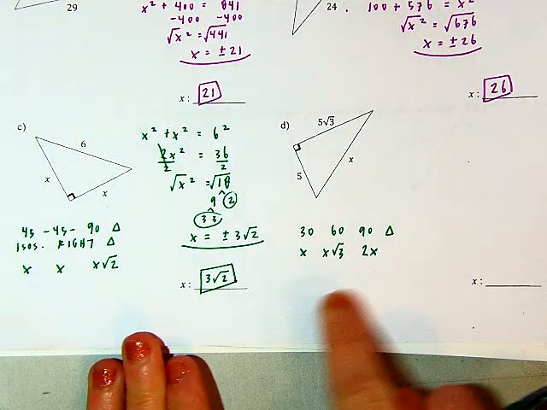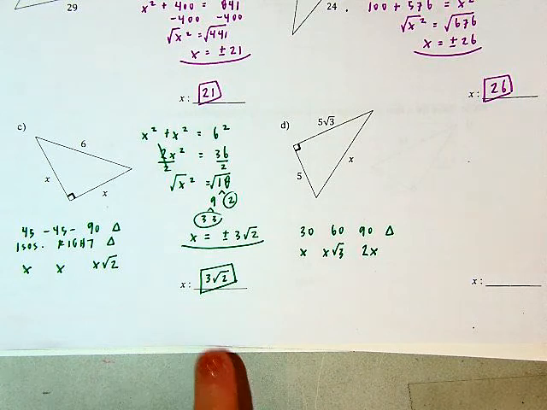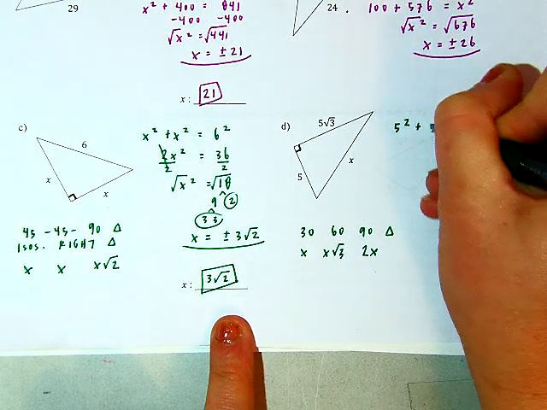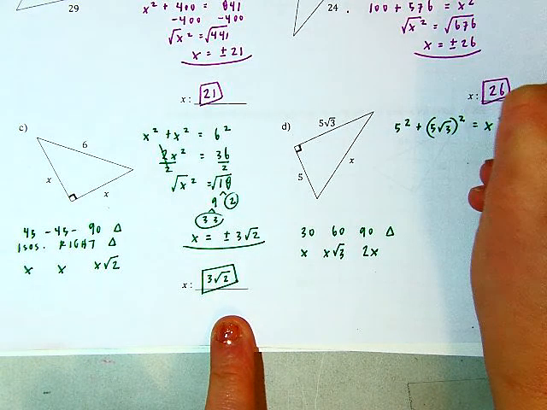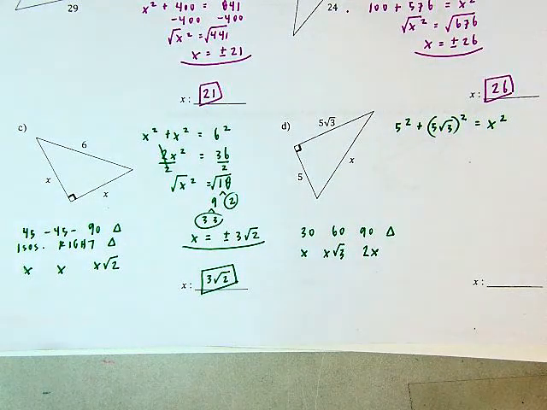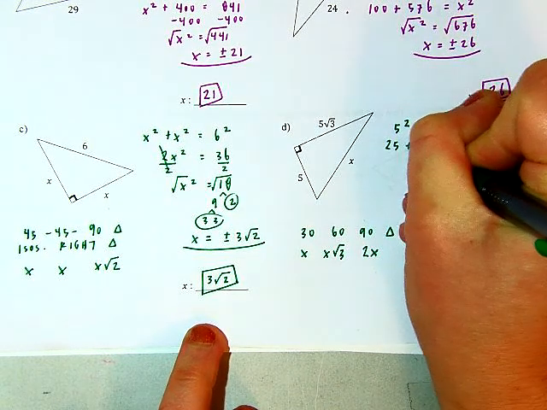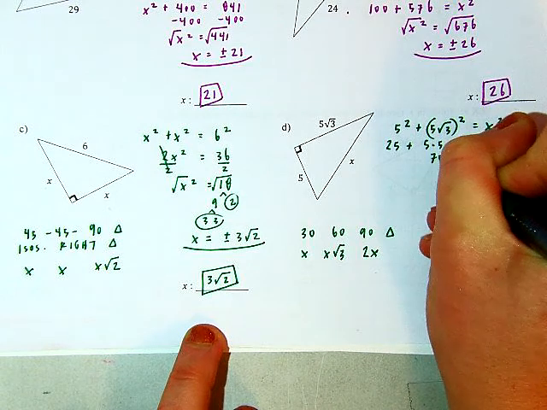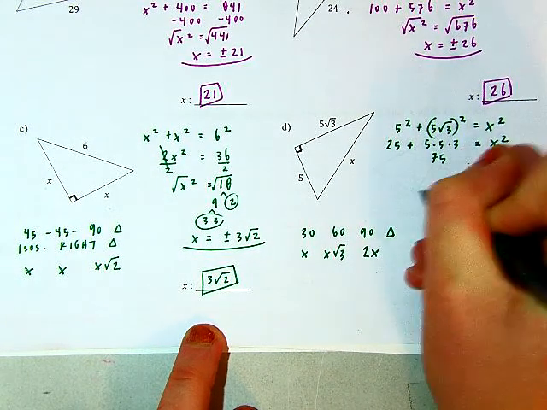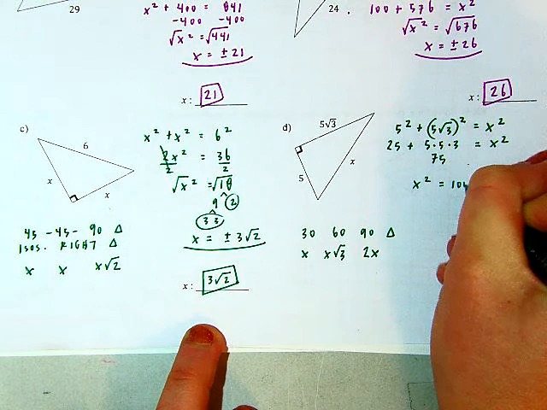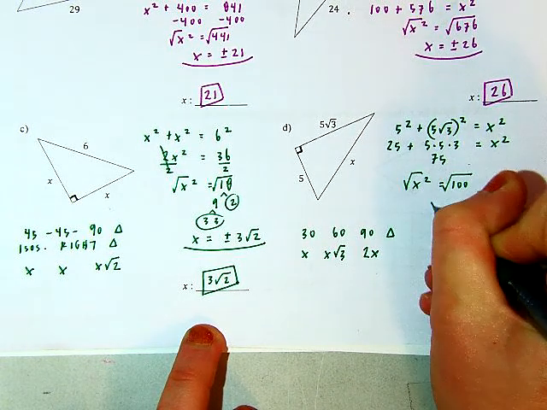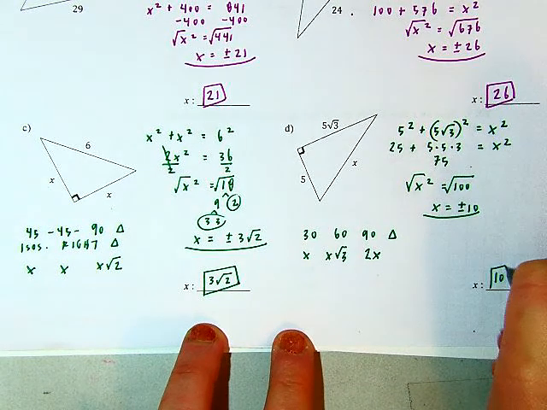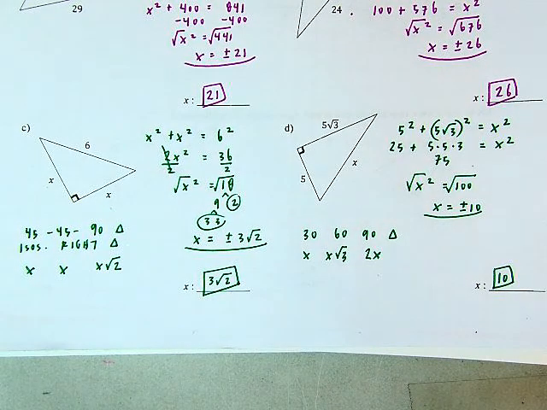So here, let's say I didn't notice the pattern, so I just want to solve using the Pythagorean theorem. I can say that 5 squared plus 5 root 3 as a quantity squared equals x squared. I'm solving for the hypotenuse. So 5 squared is 25. 5 root 3 squared is like saying 25 times 3, so 75. So 25 plus 75 equals x squared, so x squared equals 100. Solve by taking the square root. x could be plus or minus 10, but it has to be the positive 10 because it represents a side.